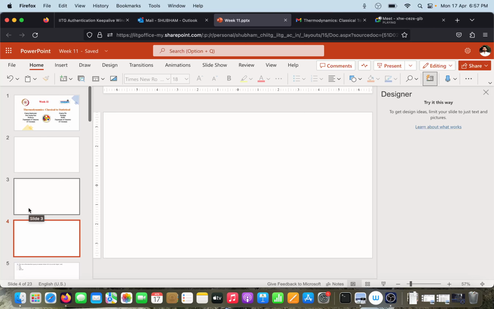That is 750 into 0.398. So it is 298.58 Kelvin. So the nearest option is 300 Kelvin. So this is the answer, 300 Kelvin. Since we have taken some assumption, this is correct only.